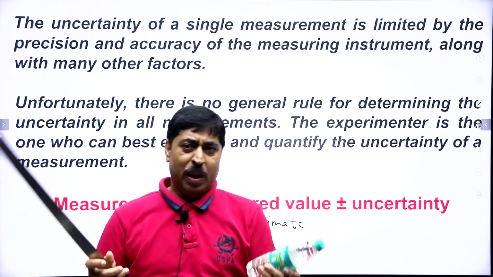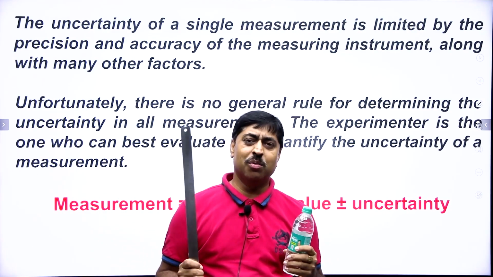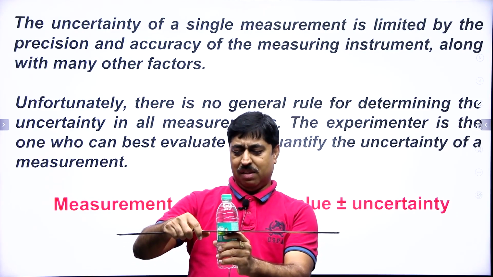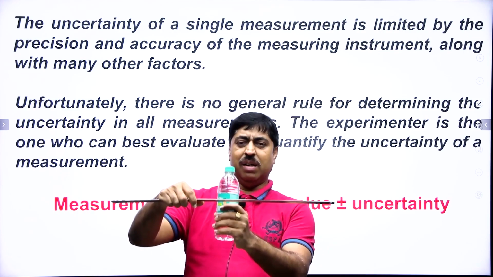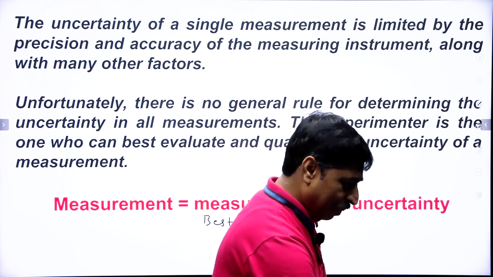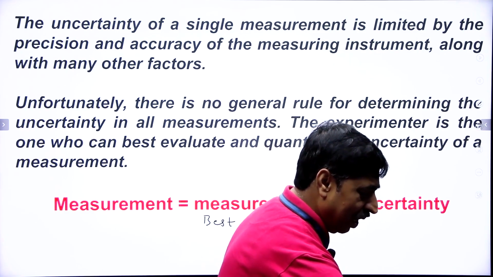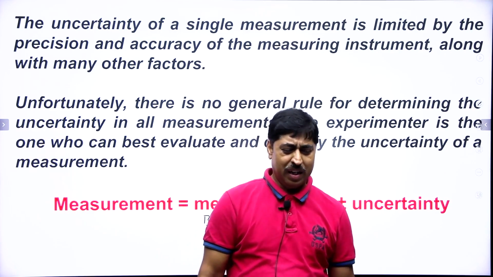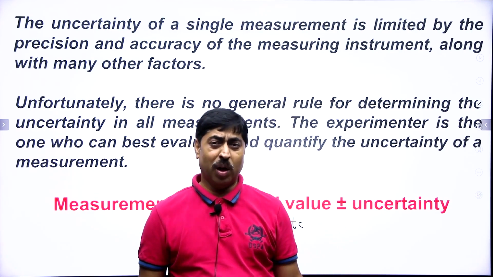So, if I have been asked to measure the diameter of this bottle using this scale, the best I can say is that there will be an uncertainty of 5 millimeter, half a centimeter. Some of you may be very smart and you can devise ways to lower down the uncertainty, but still I guess it will always be higher than 1 millimeter.